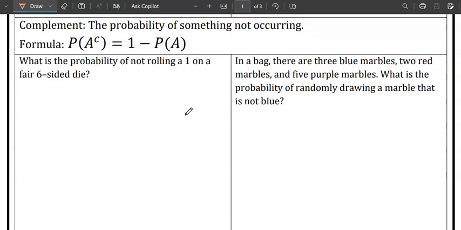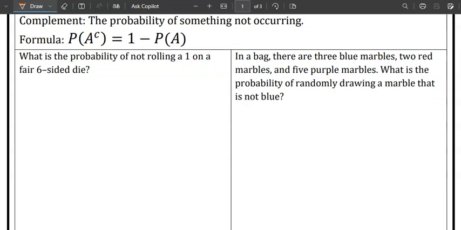The next kind of probability is a complement. A complement is the probability of something not occurring. The formula is P of A C equals 1 minus P of A. What is the probability of not rolling a 1 on a fair 6-sided die?